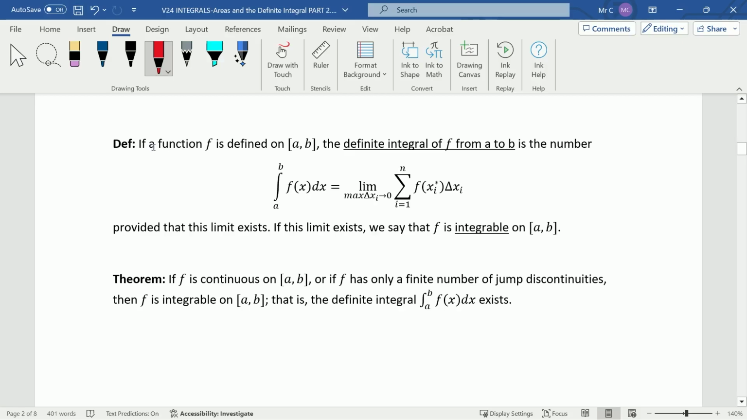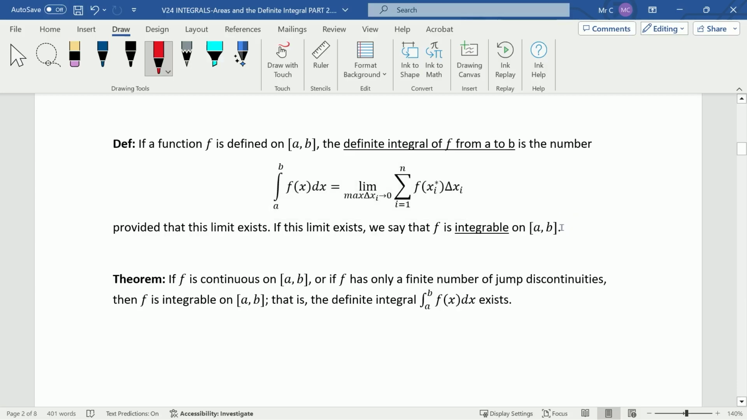So the real definition for the integral is: if a function f is defined on the interval from a to b, the definite integral of f from a to b is the number, the integral from a to b of f(x) dx, that is the limit as the maximum of delta x sub i goes to 0 of the sum from i equals 1 to n of f of x sub i star times delta x sub i.